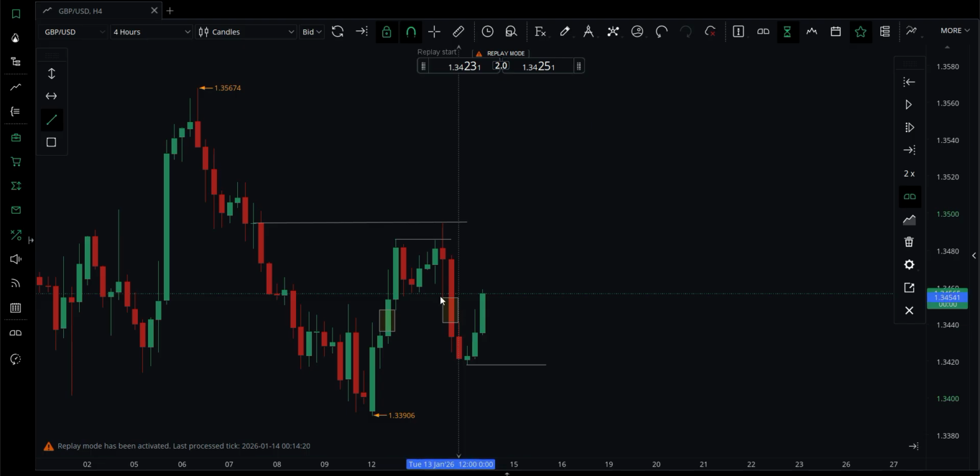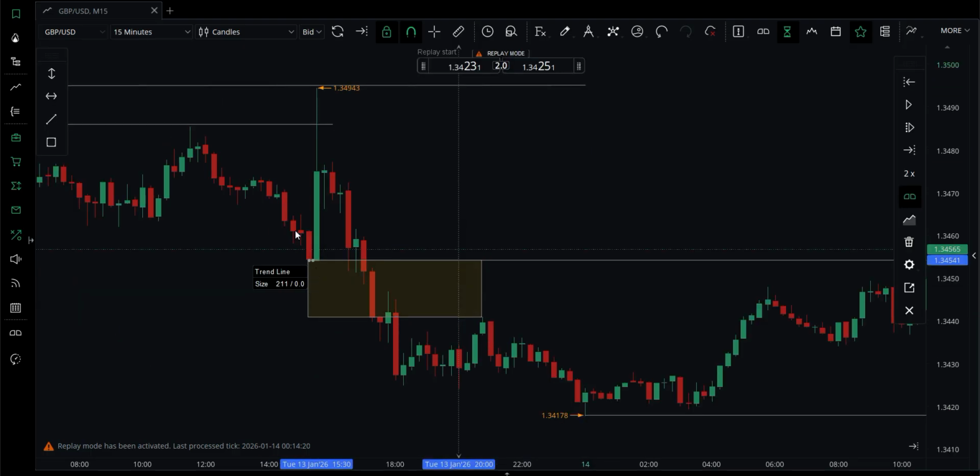So at this level of the fair value gap high, I'll draw it out in price and time. At this level here, you'd notice that there is not one bearish candle that forms the bearish breaker block, but a series of consecutive candles.